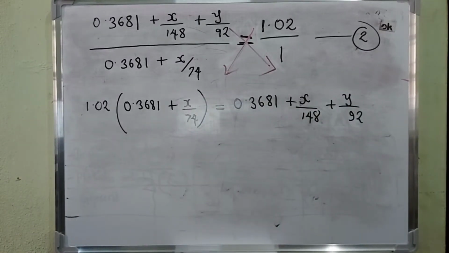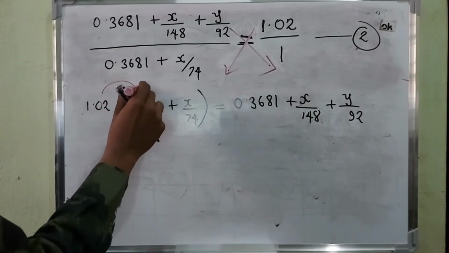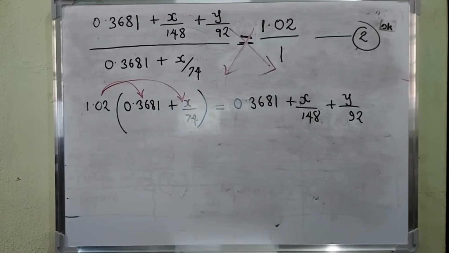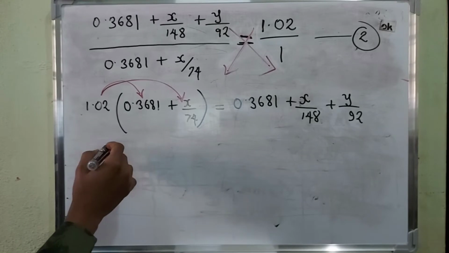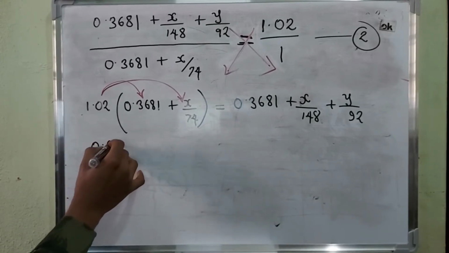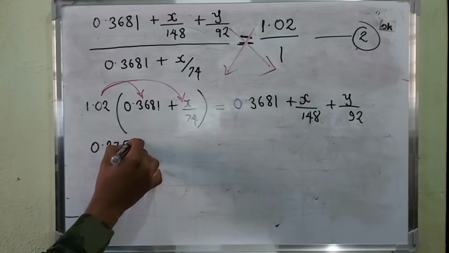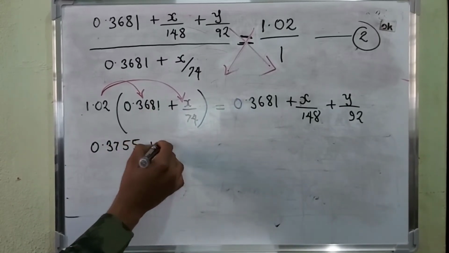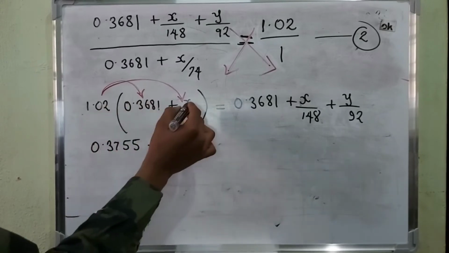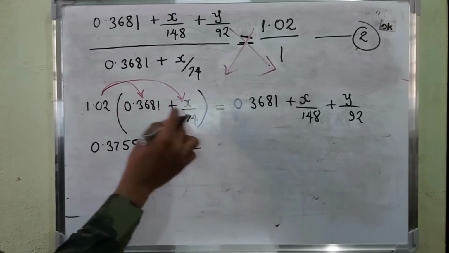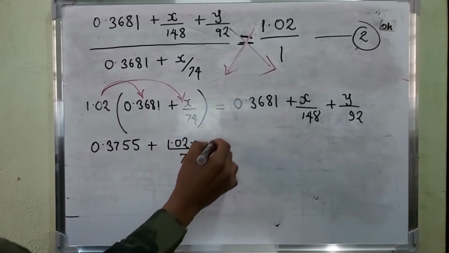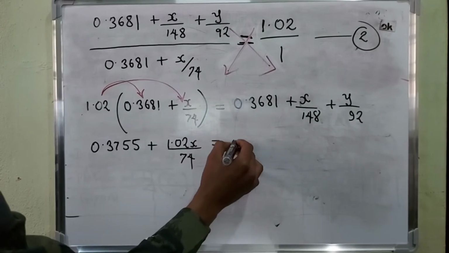So we now have this expression. We can go ahead and open up the bracket. 1.02 multiplied by this one. So I'm using this one to multiply this, also using this one to multiply that. So this multiplied by that will give you 0.3755, plus this multiplied by that will give you 1.02 times x, that's 1.02x divided by 74, which will be equal to that expression.